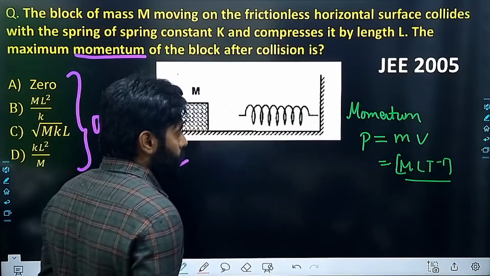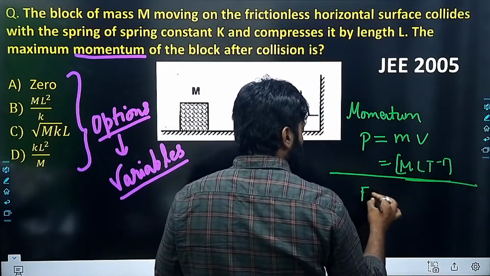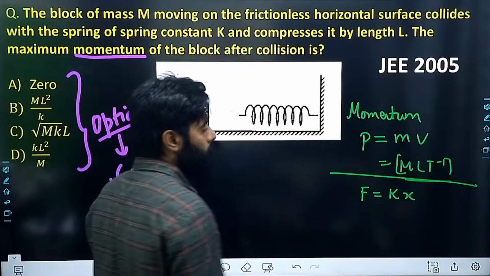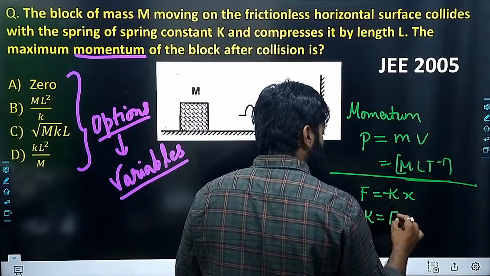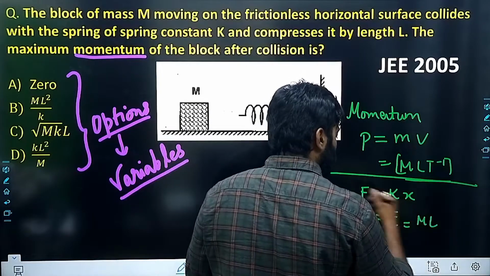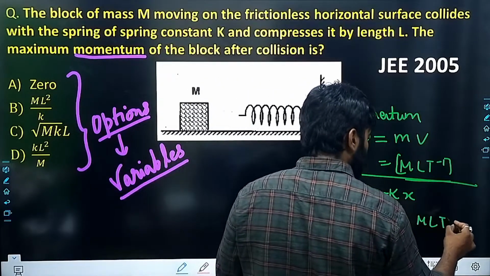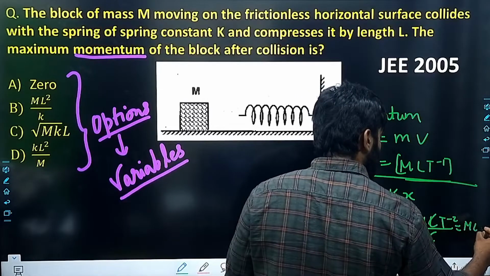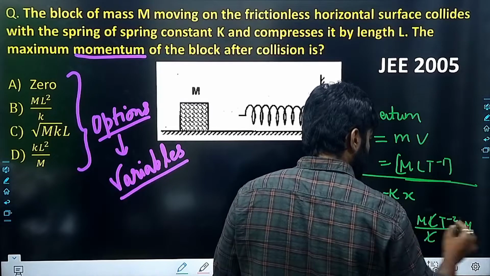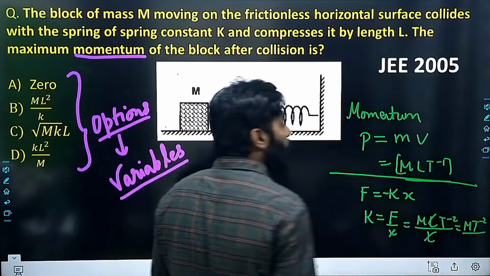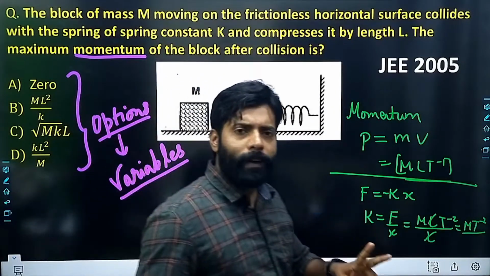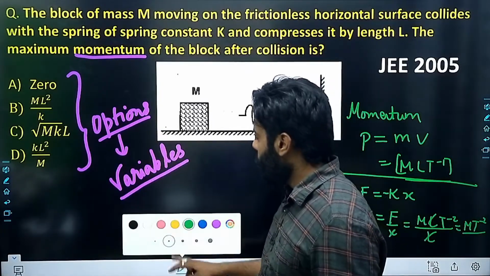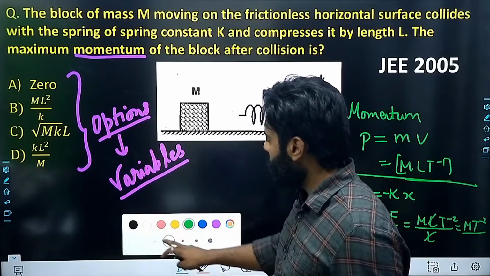So we know that the force exerted by the spring is equal to -kx, right? So the dimension of k is F upon x. The dimension of F is MLT^-2, mass into acceleration, and the dimension of x is L. So it will be MT^-2. So now I'm having the dimension of k, the dimension of momentum, the dimensions of everything, and I'll be checking this question with the dimensions only. I'll not be doing anything else to get this answer.